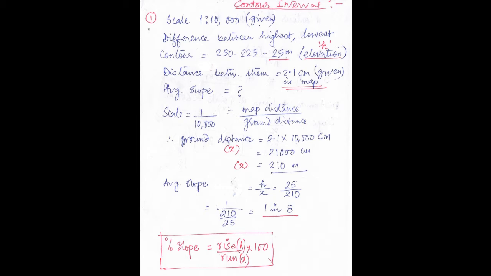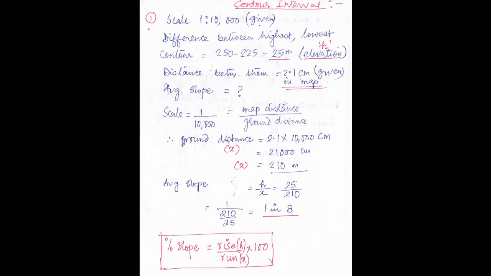Slope is equal to the elevation divided by the horizontal or the ground distance. That means 25 divided by 210. Now if we have to convert it into 1 in something, what we have to do? Make the numerator 1 and bring that 25 down over here. So 1 divided by 210 by 25. So it converts into 1 in 8. So the slope is represented this way.